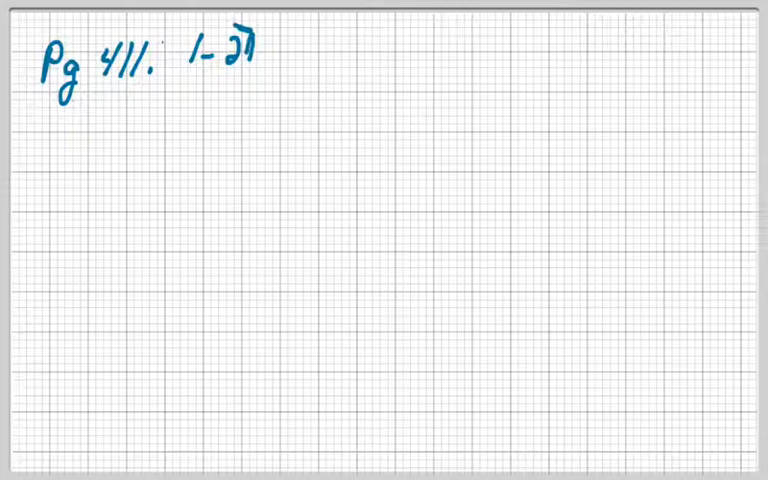Okay, your homework for Wednesday is page 411, and you are to do 1 through 27, odd.